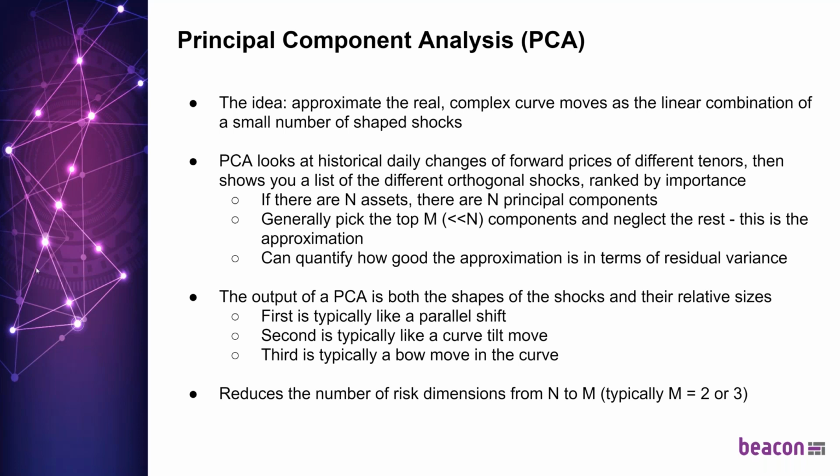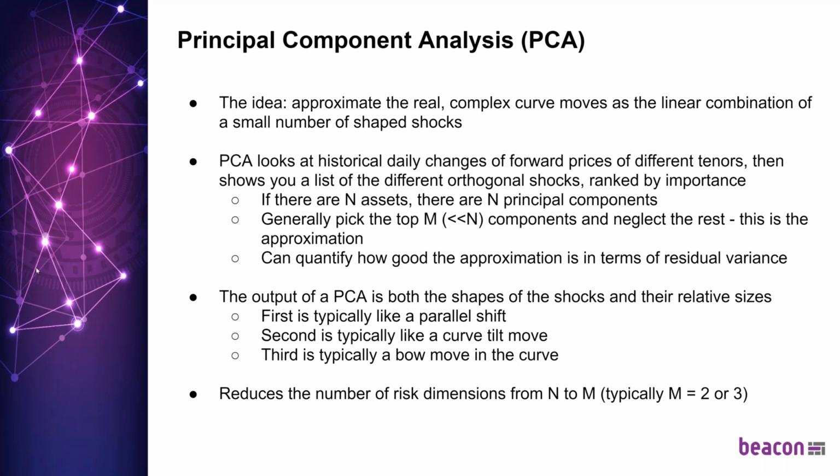So the output of PCA is this list of curve shocks, and for each curve shock, a weight. The shock with the highest weight is the most important shock, the one that contributes most to curve moves. The second highest weight is the second most important curve shock, and so on. So if there are N futures prices, PCA gives you N different curve shocks and N different weights.